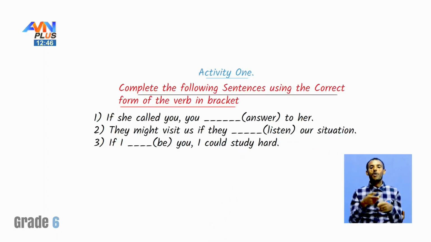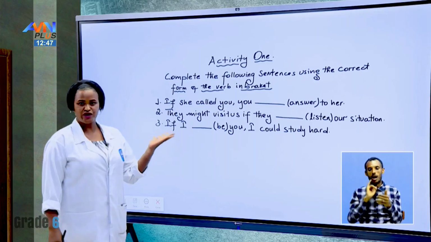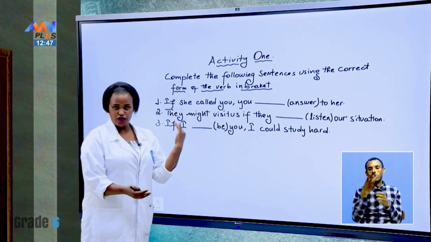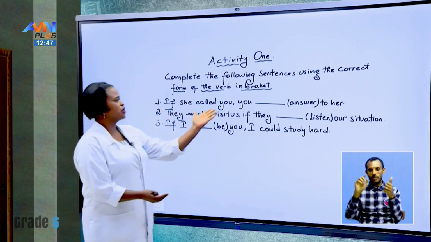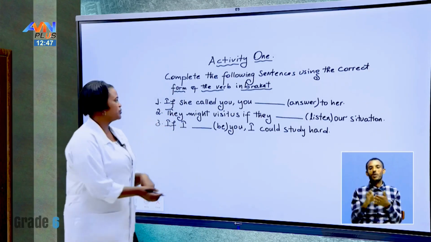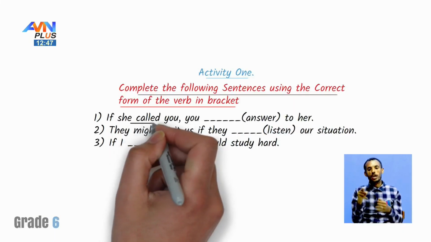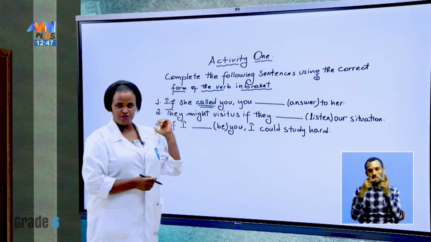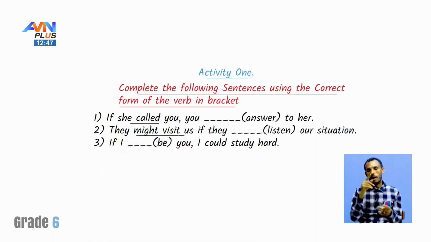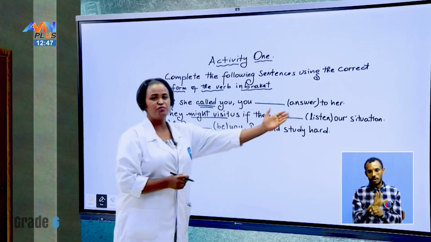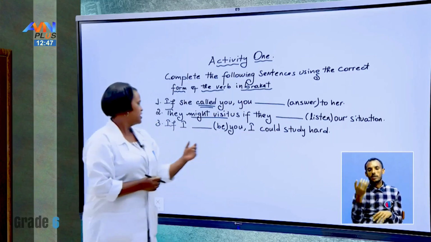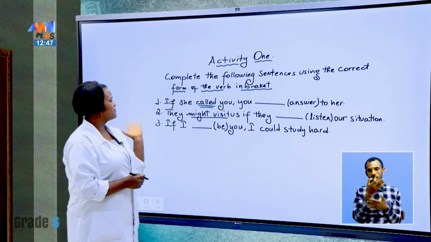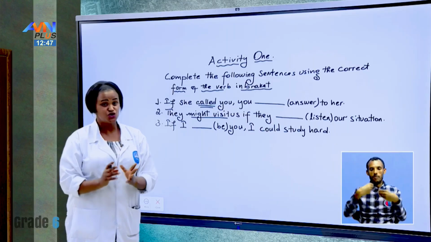Here we have 3 sentences which I want you to practice only on one of the clauses, all right? On the next one, after we practice more, we can do both of the clauses, right? For the first one, if she called you, now the if clause is completed. How is it completed? If she called, verb 2, which is simple past. So what do you think would be the main clause? The second one, they might visit us. The main clause is completed here. If they blank, the if clause is open. What would you do? The third one, if I be you, I could study hard. Here we have got 3 sentences and I give you 2 solid minutes.